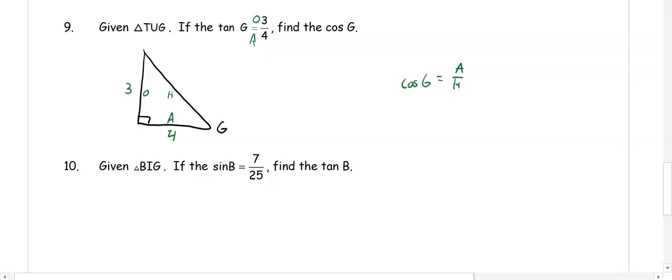Right now we don't know the hypotenuse, so we're going to do Pythagorean theorem. X squared equals 3 squared plus 4 squared. X squared equals 25. So the hypotenuse is 5. So our adjacent over hypotenuse, the adjacent is 4, and the hypotenuse is 5.